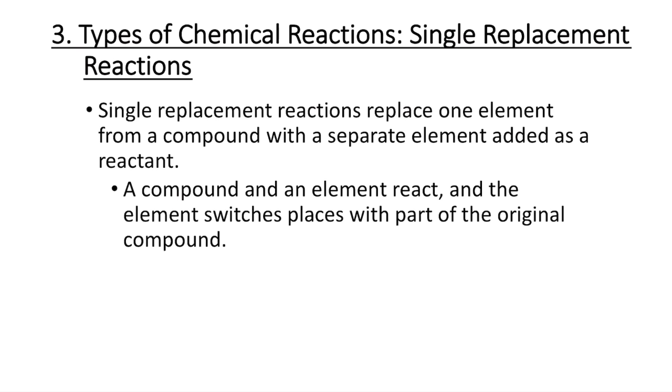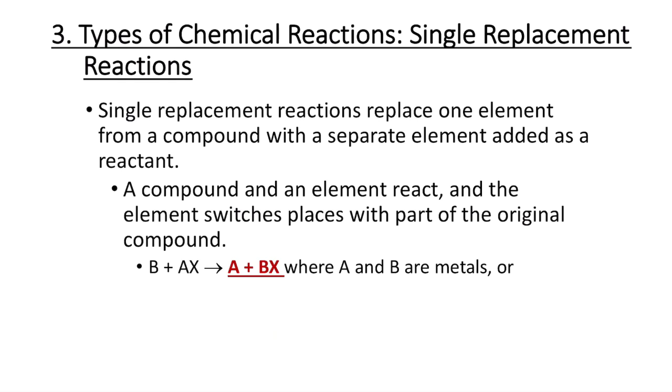So let's look at what this looks like. A compound and an element react, and the elements switch places with part of the original compound. What this looks like, we've got an element B plus a compound AX. They react, and A is now left alone as a metal, and B is now combined with the nonmetal X.